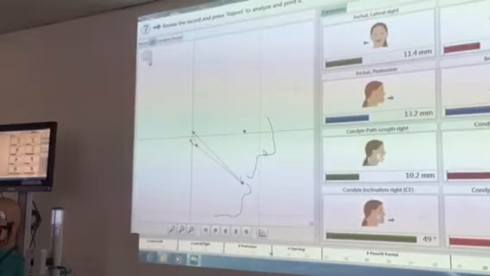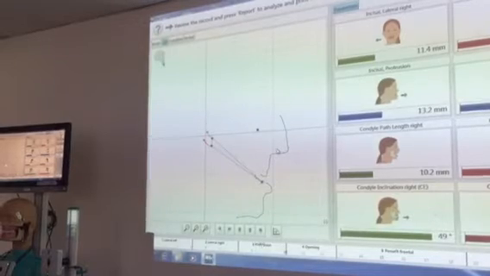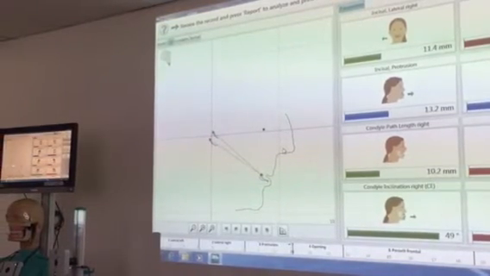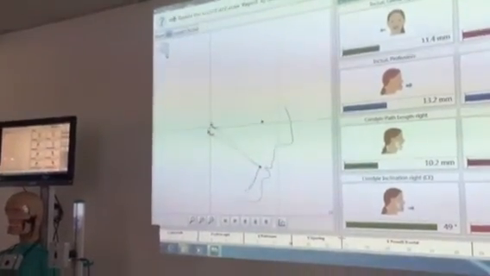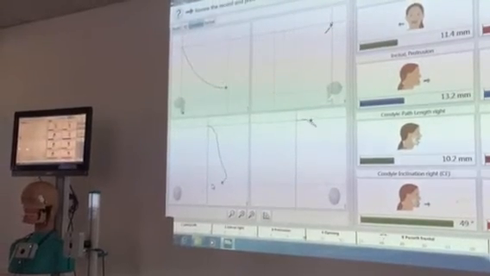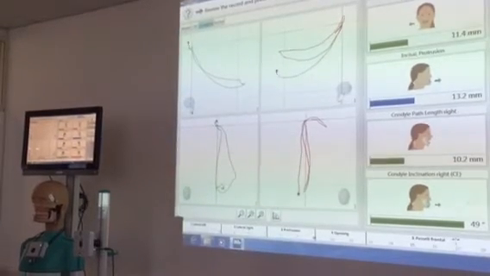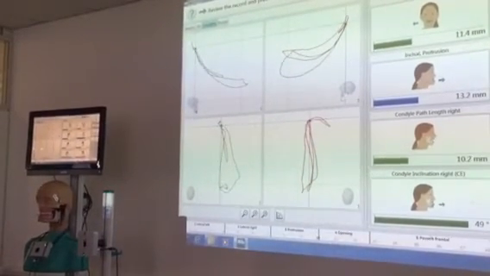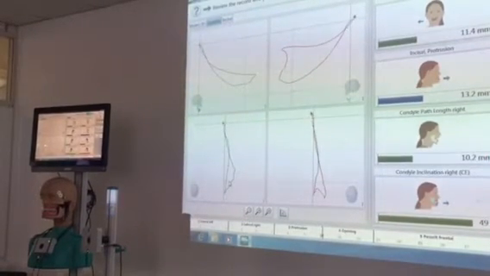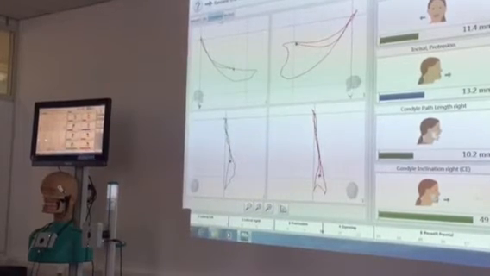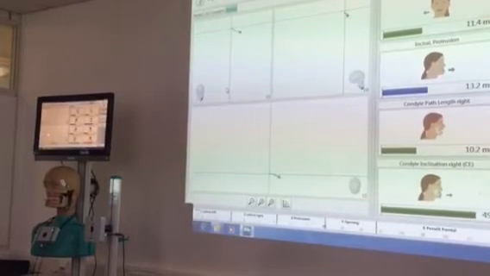This is the so-called Bonwill triangle between the intercondylar axis and the incisal point here. And there is also the possibility to see only the condyles, you see here, in a bigger presentation. This is left and right condyle, and this is the path from the top view, from the transversal view. And also it's possible to see just the incisal point. That is the point at the teeth in front.